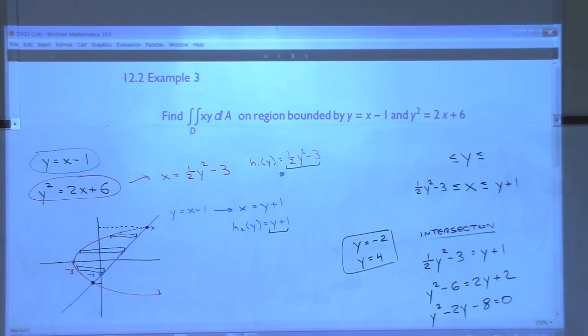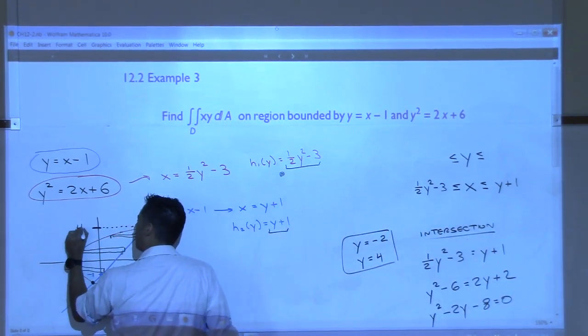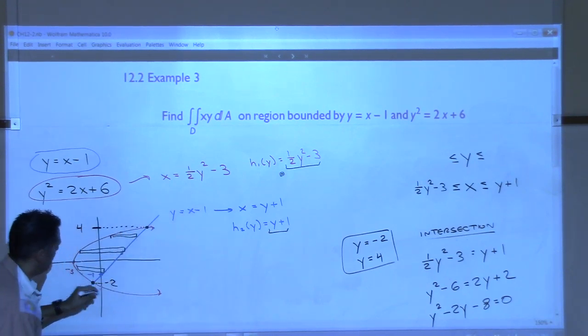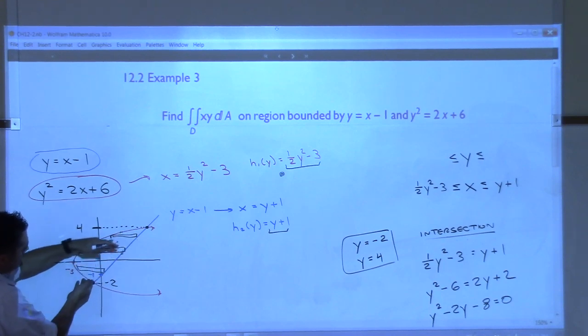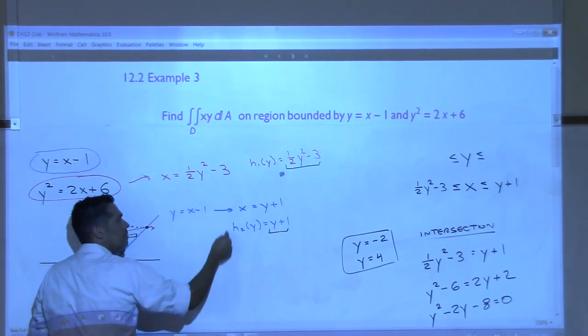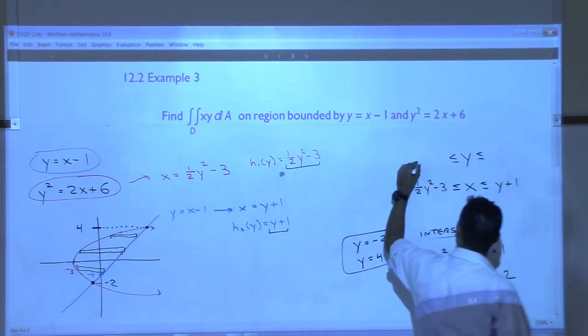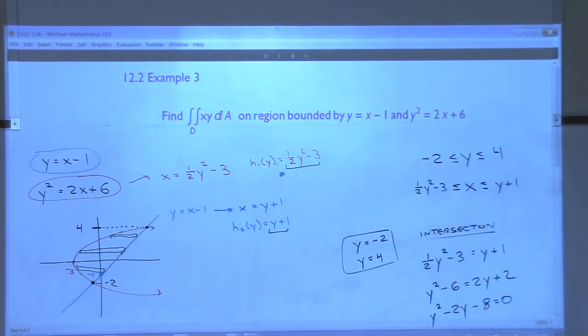Okay, so that means this was 4 up here. And this one was -2 down here, right? So we're going to go from -2 up to 4. We're going to let our rectangle move through there. We have our right bound and our left bound, which are these two. So our y is between -2 and 4. Okay, we have everything we need, right? Just set up the double integral and then start cranking it out.